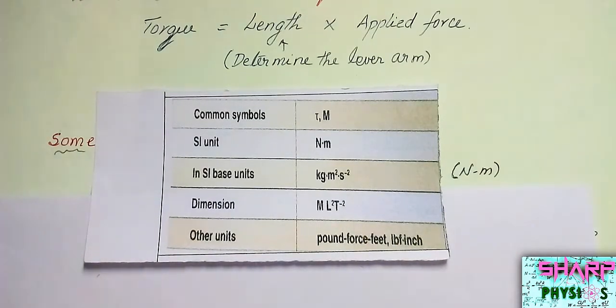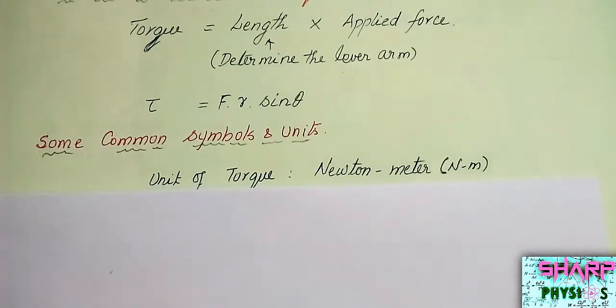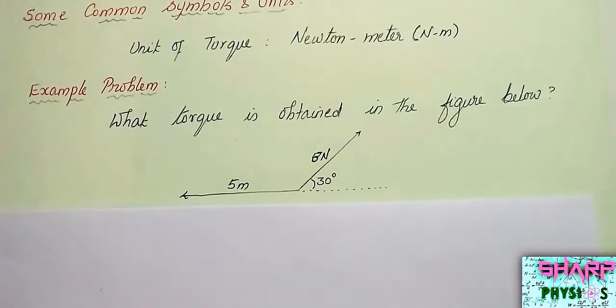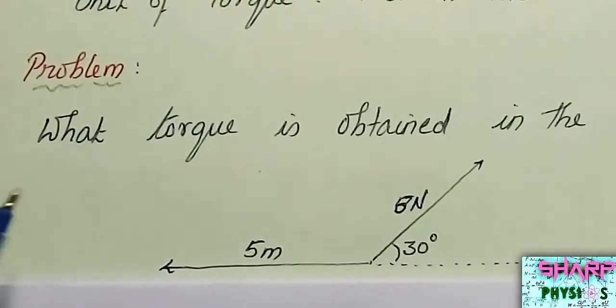So these are some of the common symbols and units. The unit of torque is Newton meter. Now I will be seeing a very basic problem in order to find what torque is obtained in the figure below.